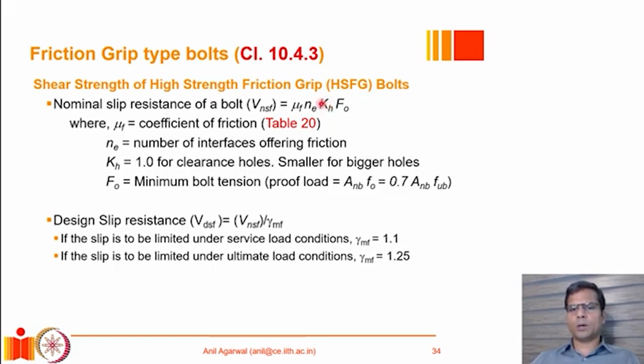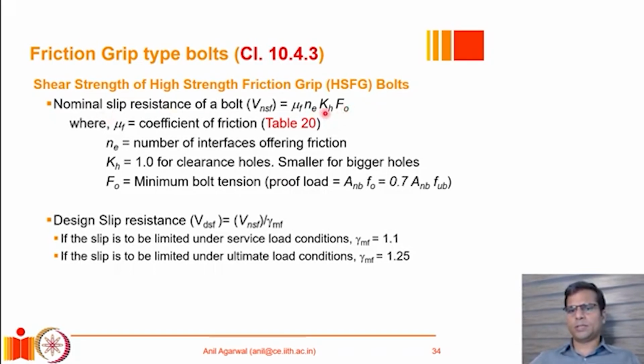KH is a coefficient which represents the situation when the holes are larger than standard clearance holes. If the hole size is greater than the clearance hole size, then KH is reduced. Otherwise, for standard clearance holes, KH remains 1. And F0 corresponds to the amount of tension present in the bolt, that is the proof stress level load, which is the same as the compressive force between the plates which are trying to slip.